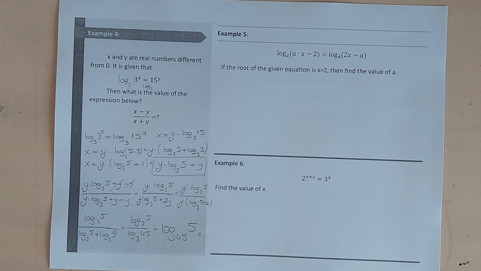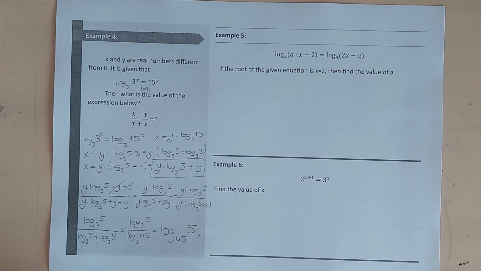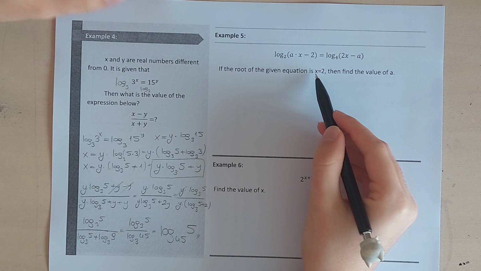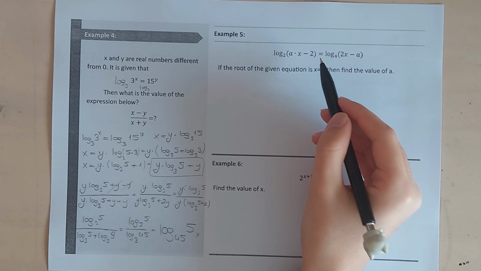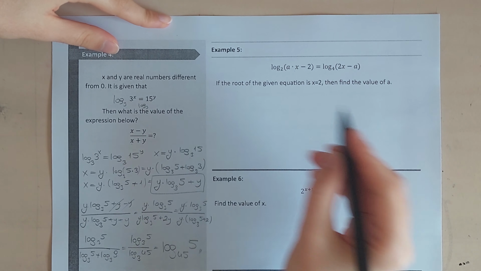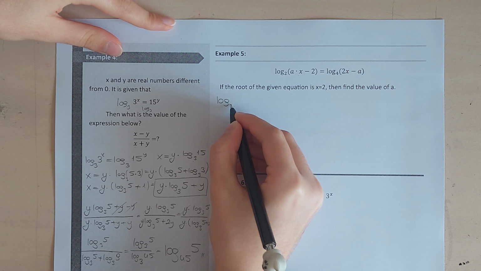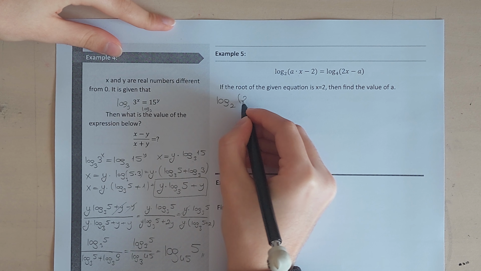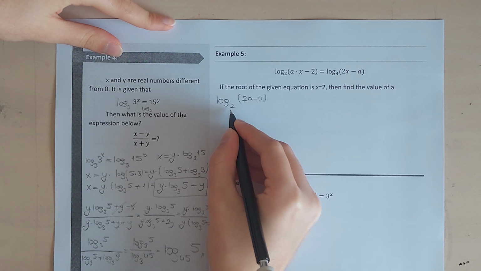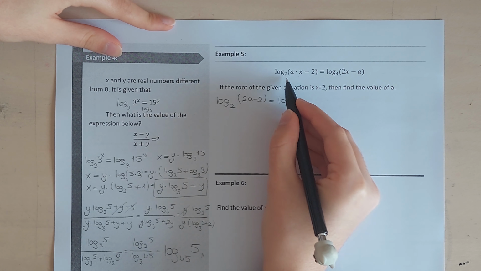And next one, example 5. If the root of the given equation is x equal to 2, then find the value of a. We are given the root, we are given the value of x, but we are asked the value of a. Since the root of the equation satisfies the equation, I can just write 2 instead of x, and the logarithm here becomes logarithm of 2a minus 2 to the base of 2 is equal to logarithm of, now here I have 4, but here I have 2.